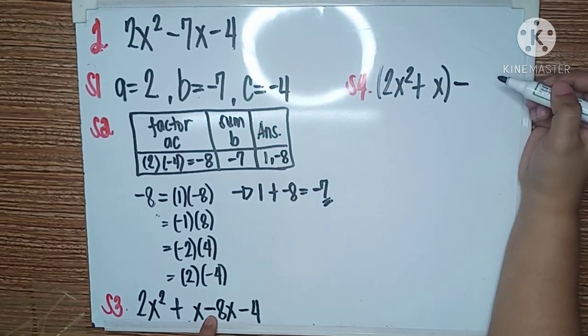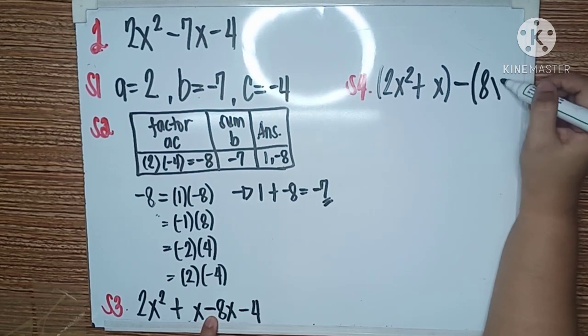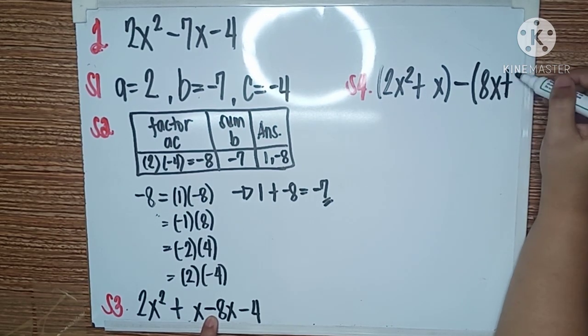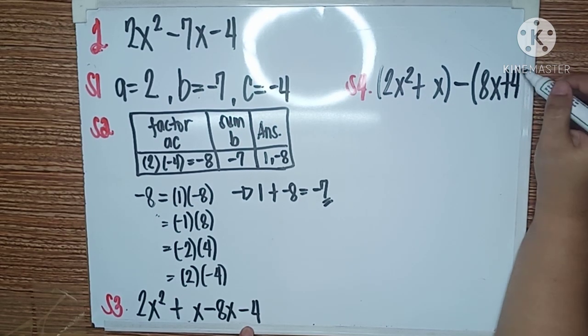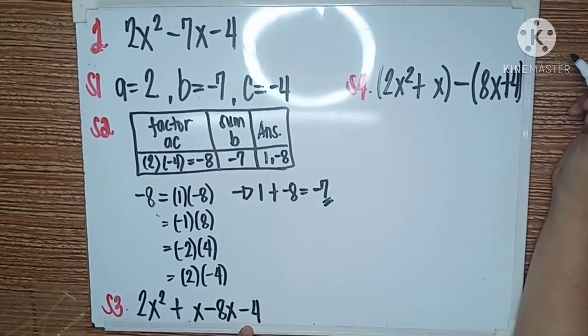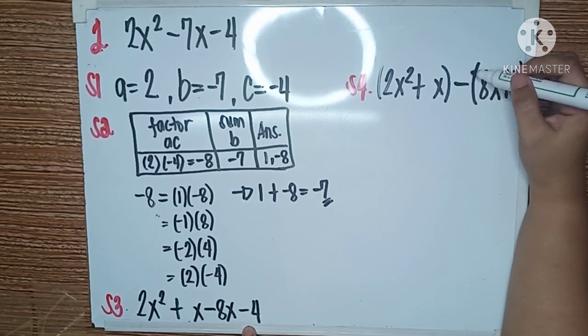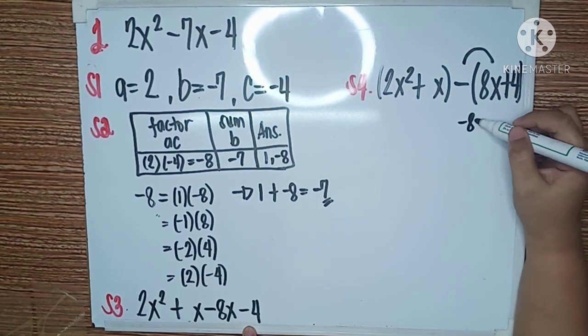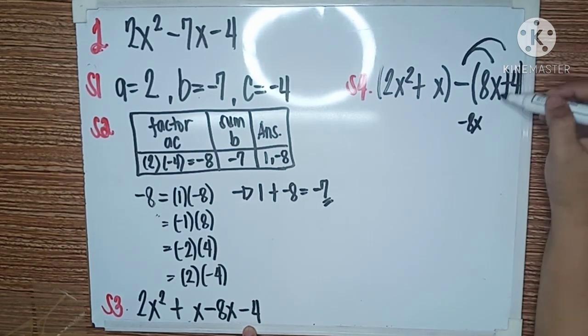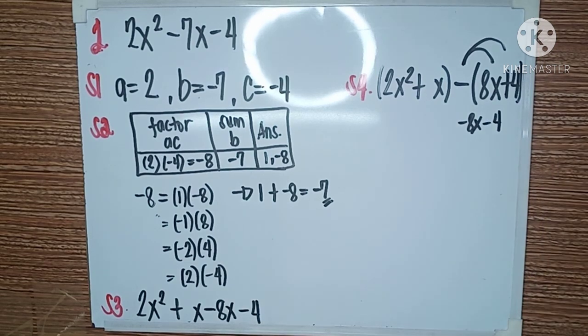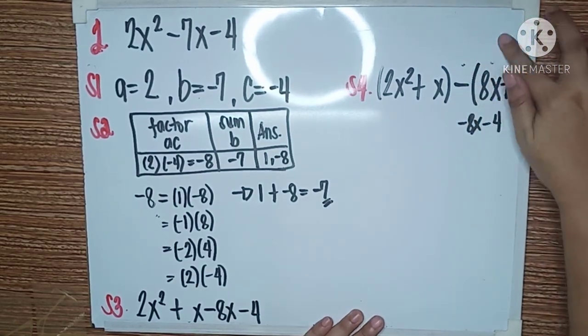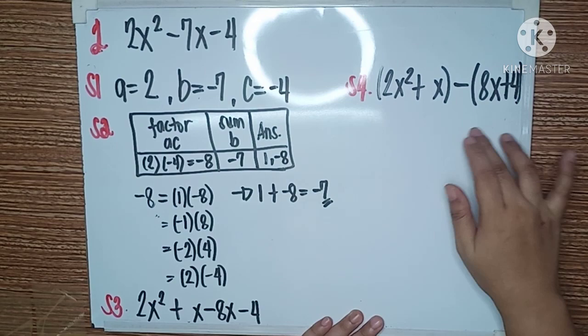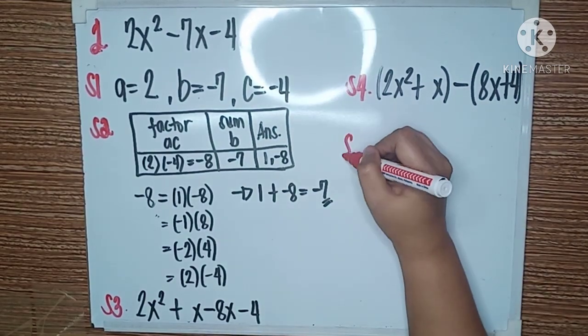Minus. So, lagay natin minus 8x. Ito po, yung sign dito ay magiging plus na. So, plus 4. Ma'am, bakit nag-plus? Kasi po, pag dinistribute natin itong negative sign, negative times 8x is negative 8x. Negative times 4 is negative 4. Ma-obtain natin yung ating pinanggalingang polynomial. Okay? So, let's erase this.